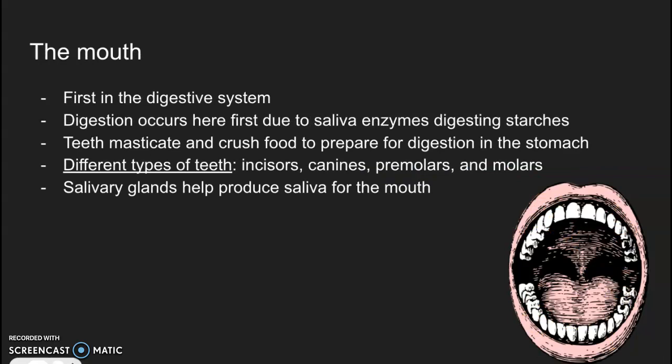Now I'm going to talk about the first part of our digestive system, which is the mouth. What a lot of students do not know is that digestion actually begins in our mouth, and that is because of our saliva. Our saliva has enzymes inside of it, and it digests starches, and our teeth actually crush our food to prepare for digestion in the stomach.